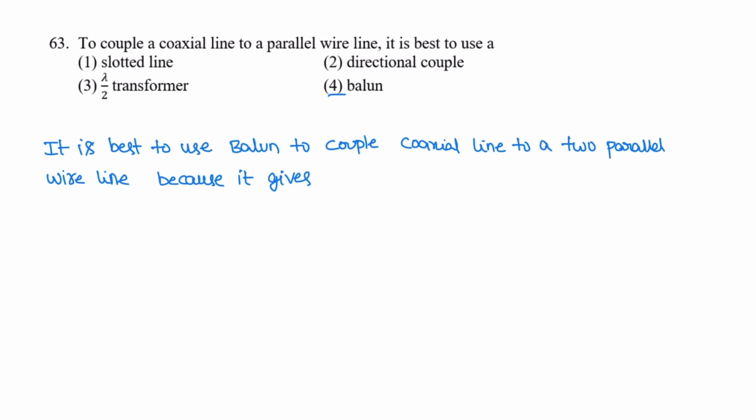Next question. To couple a coaxial line to a parallel wire line, it is best to use a balun. So it is best to use a balun to couple a coaxial line to a two wire parallel line because it gives 4 is to 1 impedance transformation. So the balun gives 4 is to 1 impedance transformation. So the correct option is 4.